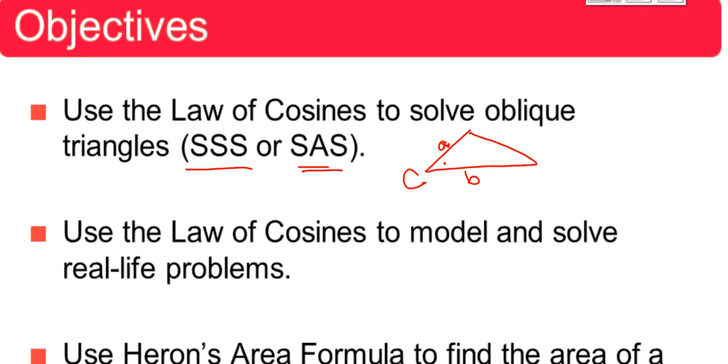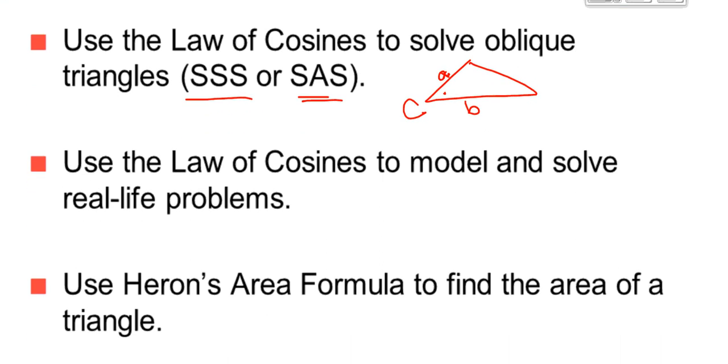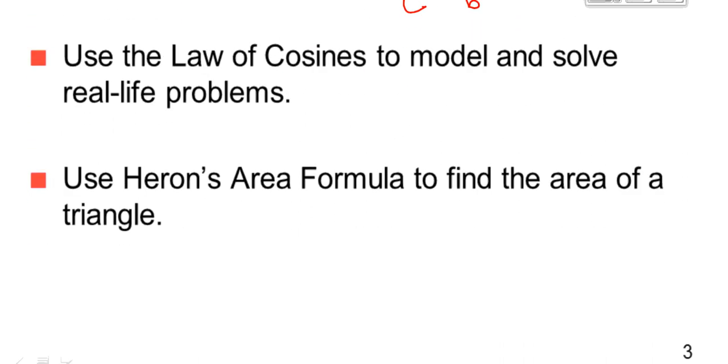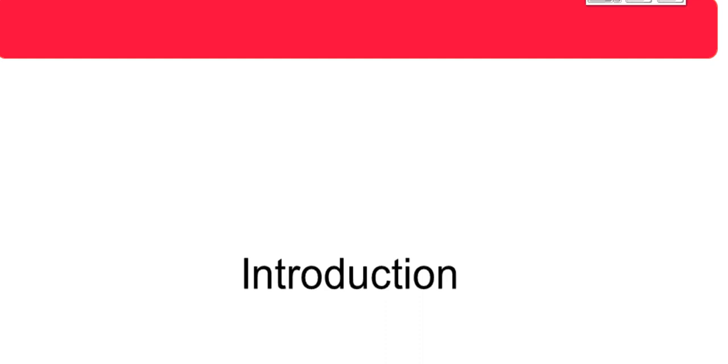And so then we'll use the law of cosines to model and solve real life problems. We'll use Heron's area formula to find the area of a triangle. That's a little used area formula, I would call it, but really the one that, when people have asked us landscaping questions, is often a way that we answer a landscaping problem.